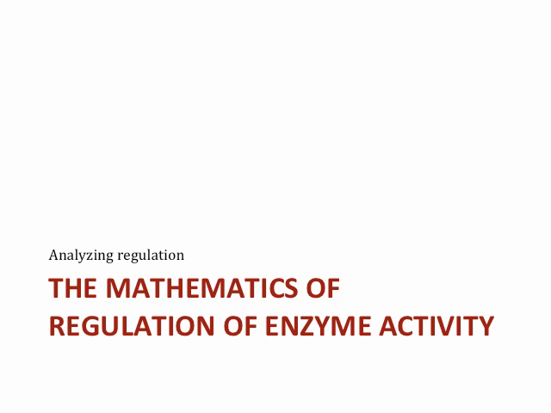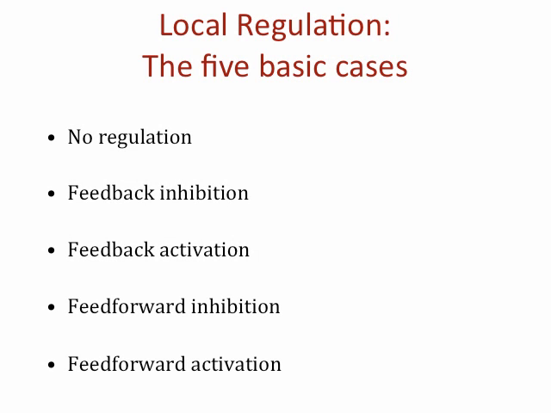We will first analyze regulation and look at some of the mathematics associated with regulation of enzyme activity. We will begin by looking at local regulation. In fact, the only treatment mathematically here is of local regulation. There are 5 basic cases we need to look at, and that is the unregulated case, that is just simply governed by mass action kinetics, as conveyed by the stoichiometric scaffold.